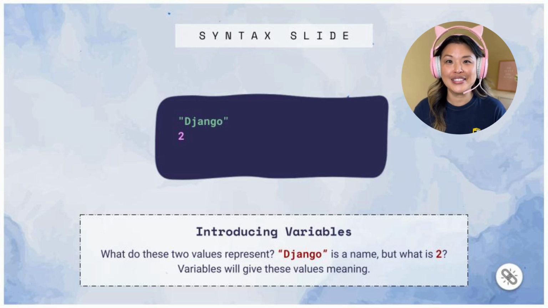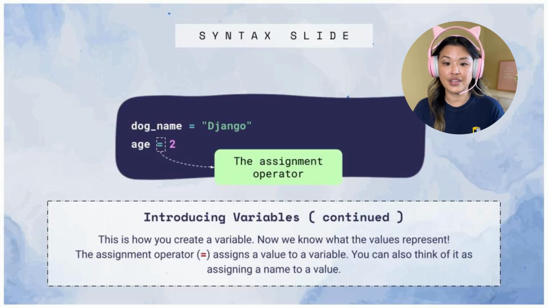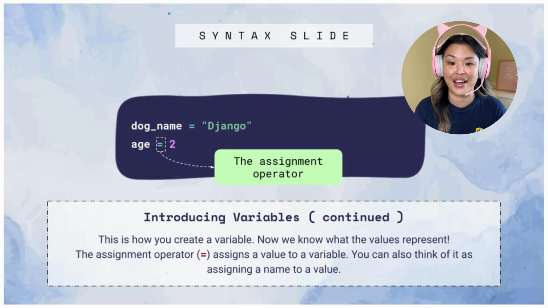Let's add some variables to give these pieces of data some more meaning and to make them more readable. In Python, we can assign a value to a variable using the equal sign. So since Django is a name, we're going to call it dog_name equals "Django". And 2 is actually how old Django is. So we're going to call that age, and we're going to use this assignment operator, the equal sign, to assign our variable to 2. So dog_name equals "Django" and age equals 2. This is how we create our variables in Python.